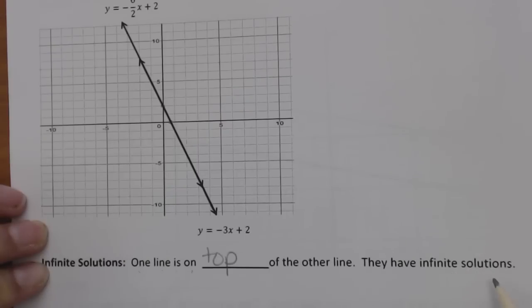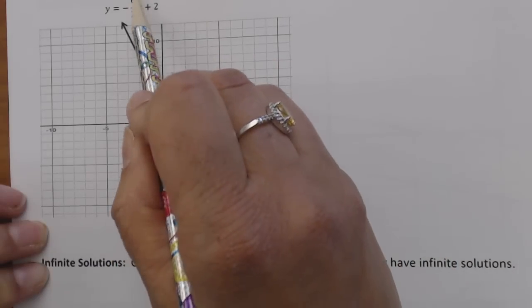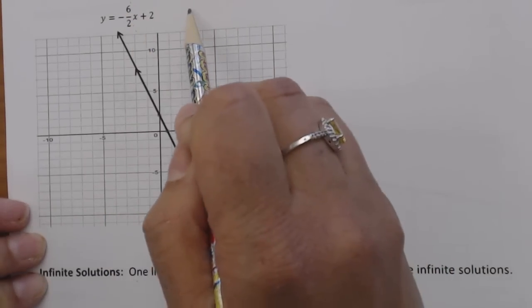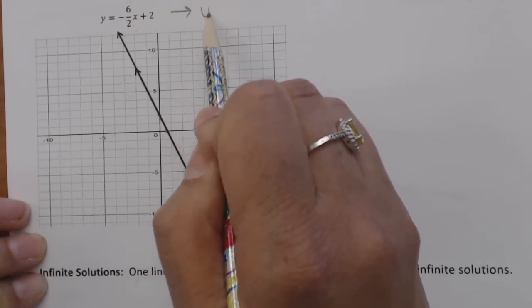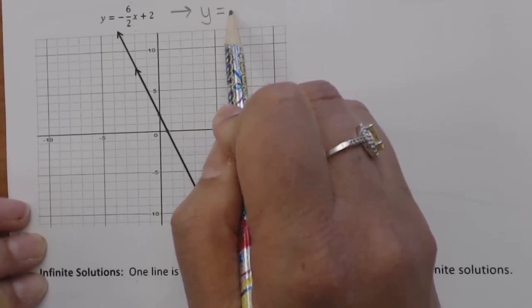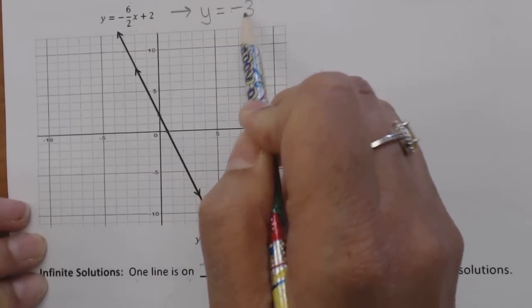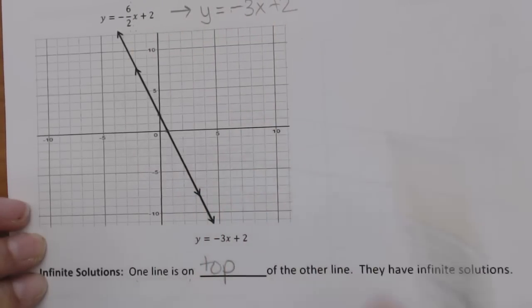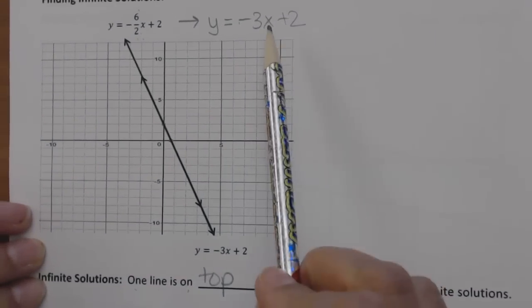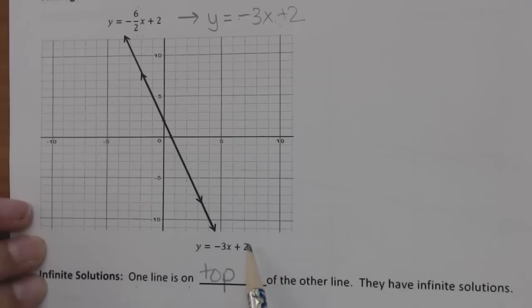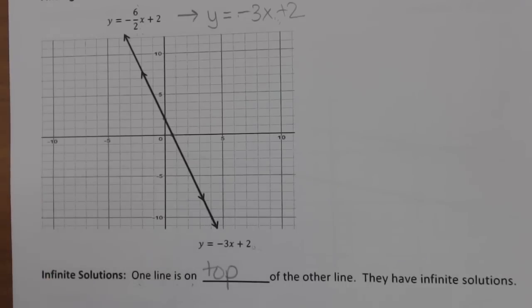They have infinite solutions. And if we look here, what is 6 divided by 2? Could I simplify this a little bit more? Can I say negative 6 divided by 2 is negative 3x plus 2? I could, and if you notice, negative 3x plus 2, that simplifies, and down here it says y equals negative 3x plus 2. So they're the same exact equation. I just had to do one little step of simplifying that fraction.